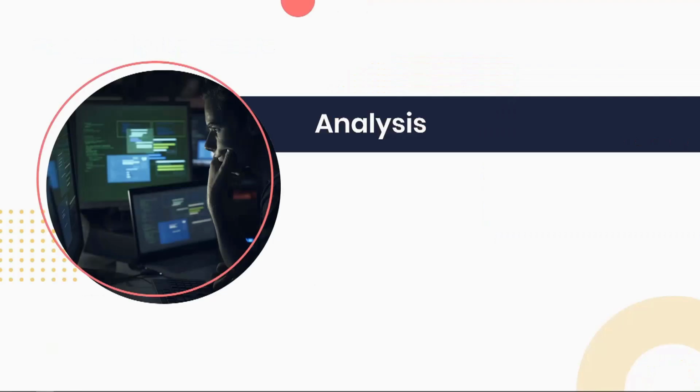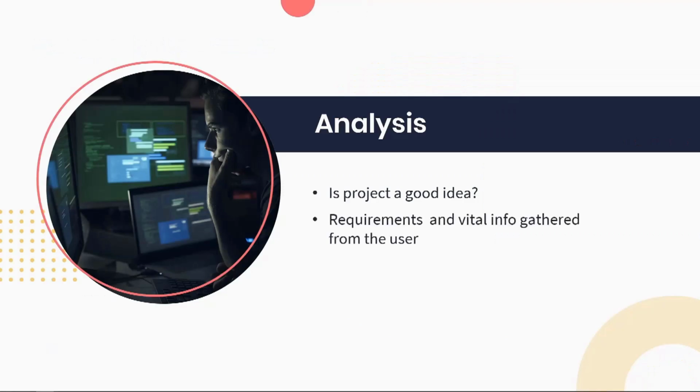The main point of the stage is to find out if it is a good idea to embark on the project or not. At this stage in the cycle, requirements are gathered from the user, as well as other vital information such as the type of people who are going to use the software package, the type of input the software is going to receive, the data that is going to be produced as output, as well as the setting in which the software is going to be used.